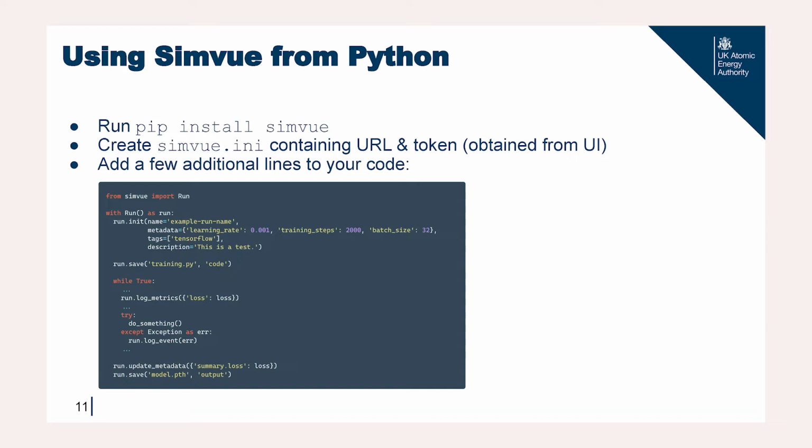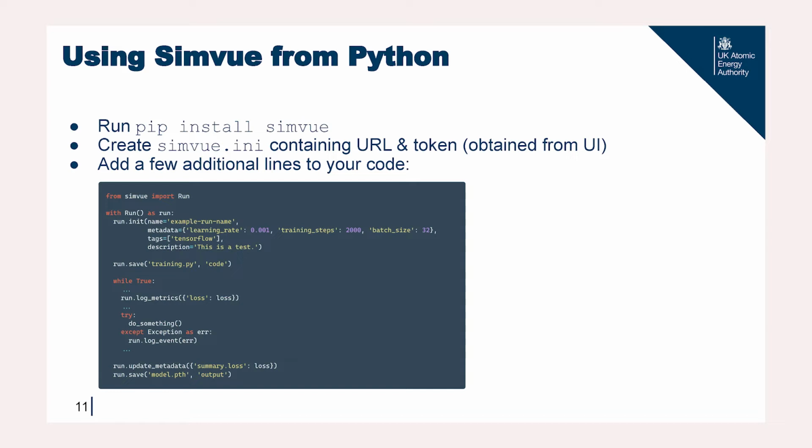So then to use it, we have to do initialization using the init method, where we can specify a name if we want, or we can just use its default randomly generated names. We can specify metadata and any tags or other information. And then there's the run.save step, where it's saving the code itself. Then, for example, inside the main loop of the application, you might want to log metrics, where you just provide a dictionary with the names and then the values.